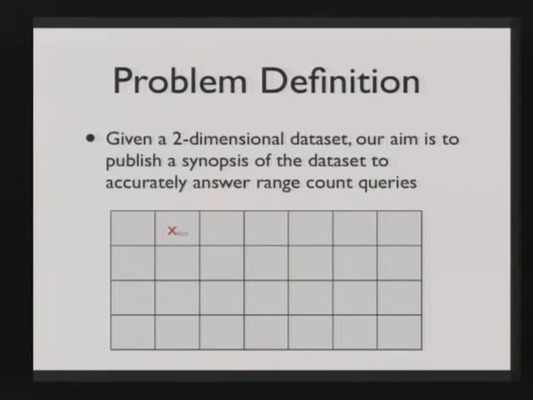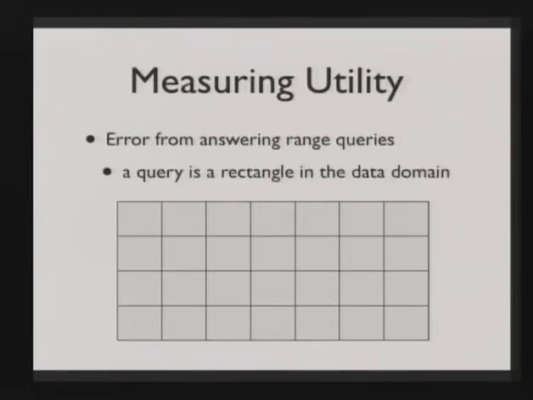So we come to the question of how we measure the utility of the data set. Well, we assume that the data analyst will be issuing range queries on this data set, and we define a range query as a rectangle over the data domain. So our data analyst will be concerned with, oh, how many people do I have that live in this blue rectangle? And these blue rectangles might be anywhere in my data domain. They do not need to be on the boundaries of any partition that I choose. So now that we have determined how to measure utility, we need to look at methods of partitioning the data set such that we maximize this utility.